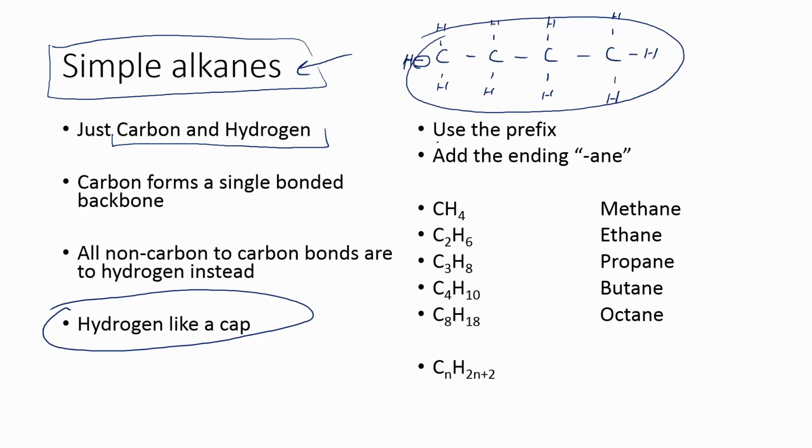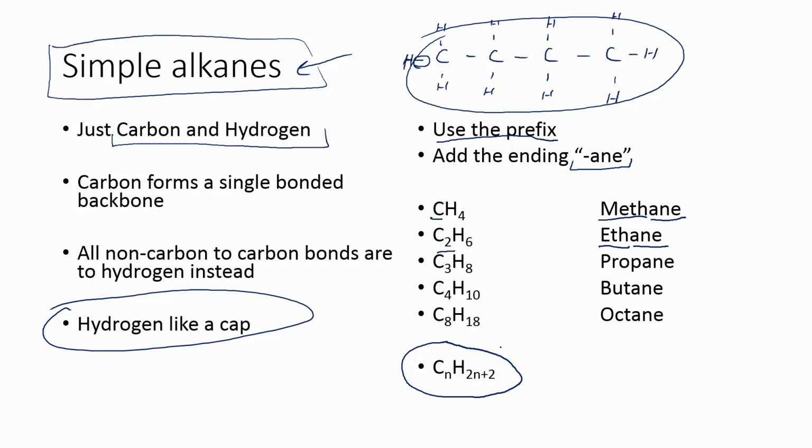To name these, we use the prefix from the previous page, the meth, eth, prop, but, etc., and we add the ending -ane. All we do is count the number of carbons. 1 carbon: meth for 1, -ane, meaning everything's single bonded. 2 carbons: eth for 2 carbons, -ane to say that everything is single bonded again. This keeps going with propane and butane and octane, all things that you've heard about before.